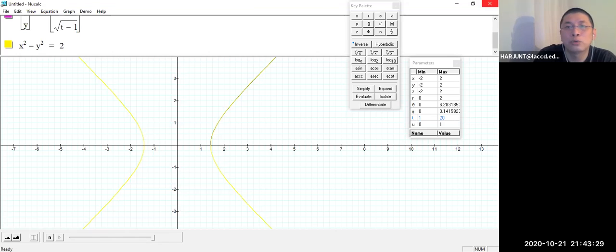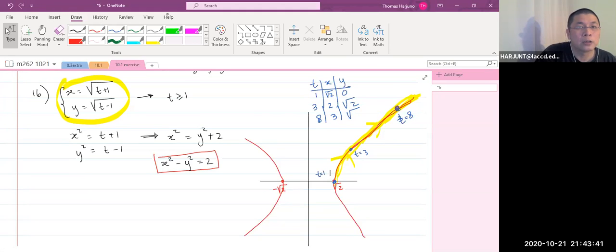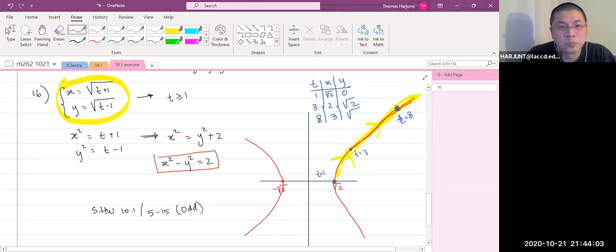Now I will stop here. I would like you to actually work on some graphing in this section 10.1. So suggested homework from 10.1 is number 5 to number 15, which is good enough. Those will be all points. Now on Monday, I will go on with 10.2.